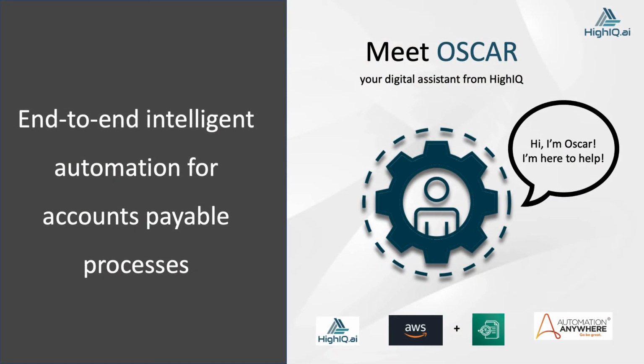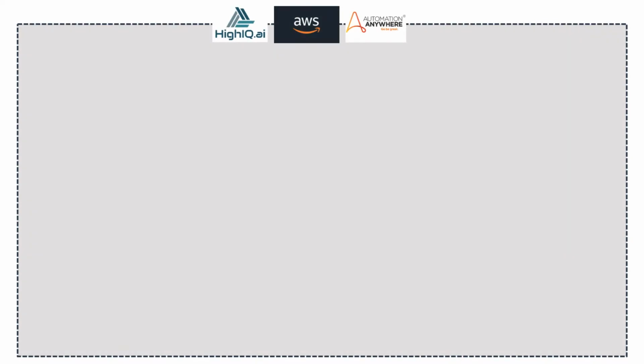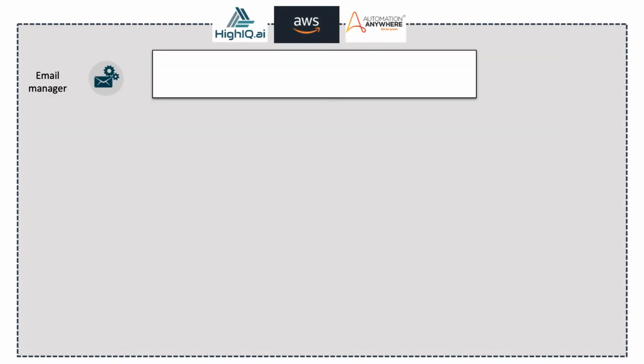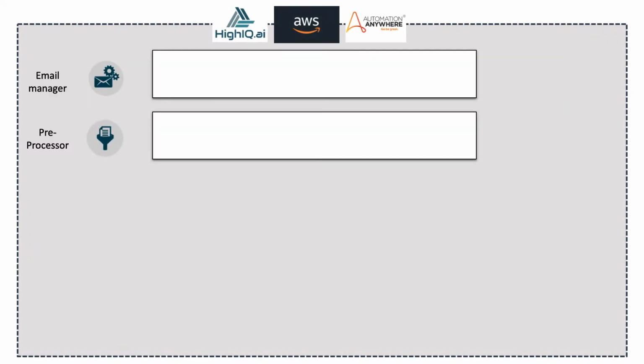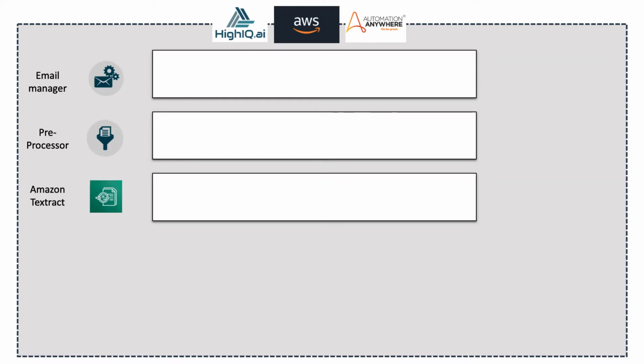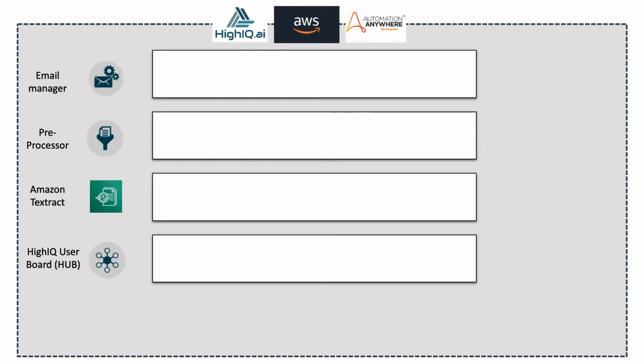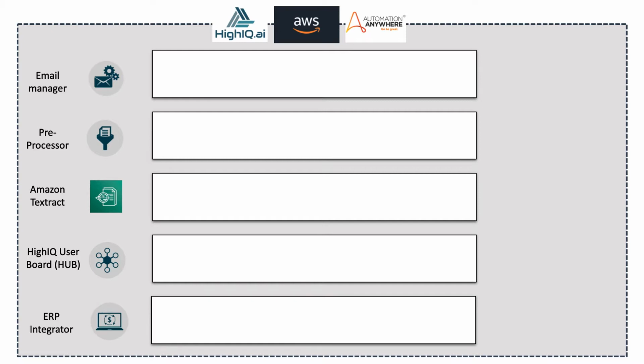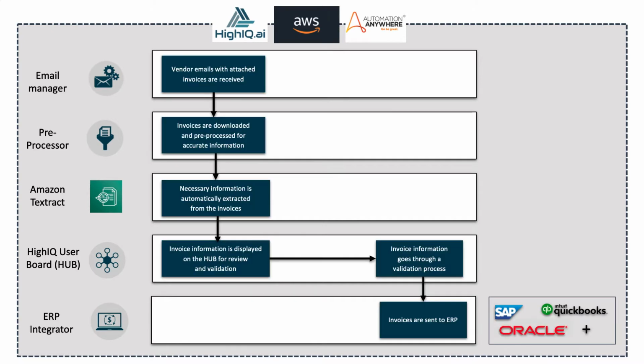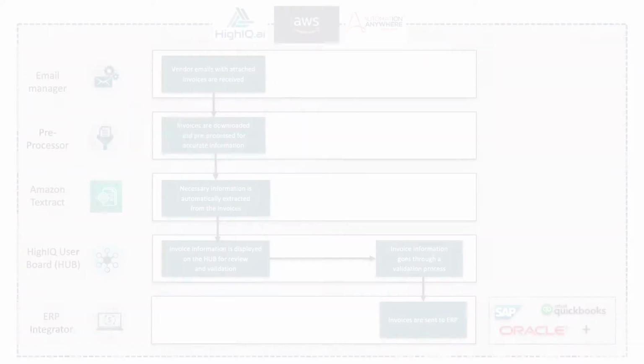Meet Oscar, your trained digital assistant from HighIQ that provides end-to-end intelligent automation for accounts payable processes. The main features of Oscar include an email manager, a pre-processor, Amazon Textract, the HighIQ user board, also called Hub, and an ERP integrator. This entire solution runs in your own secure AWS cloud environment.